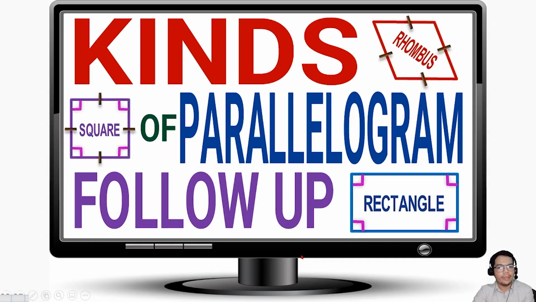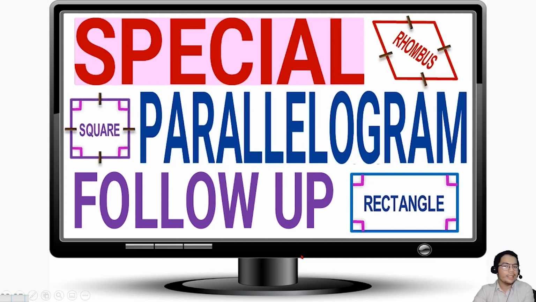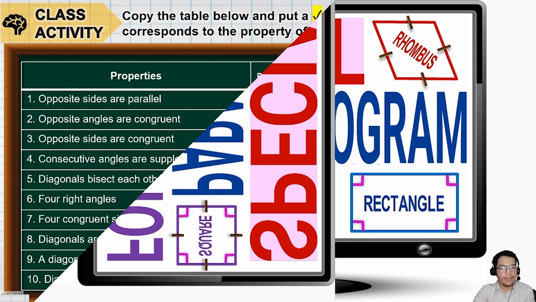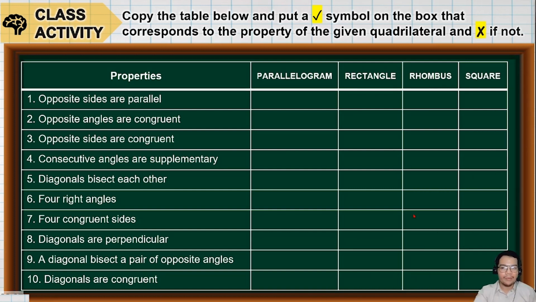Kinds of parallelogram. This is just a follow-up. Ayan, mas kilala natin itong kinds of parallelogram as special parallelograms. At ito nga yung tatlo, rhombus, rectangle, at square. Anyway, to start, let's have the first property. This is opposite sides are parallel. So, kanino ba present itong property na to? Tignan natin.